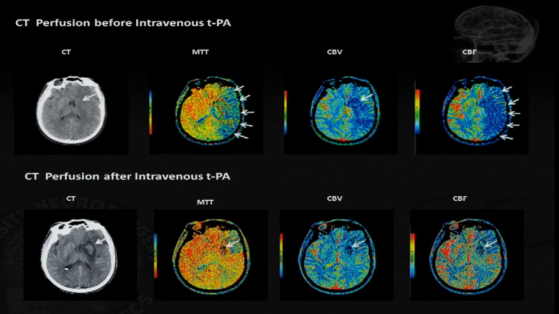CT perfusion before intravenous TPA: big increase in mean transit time, decrease in blood volume, decrease in blood flow. After TPA, small basal ganglia stroke, and again, normalization of the blood volume and blood flow and transit time. But it took us a long time to do this. So there was a human element to do this that is not good for our acute ischemic strokes, because we're trying to do this very fast.